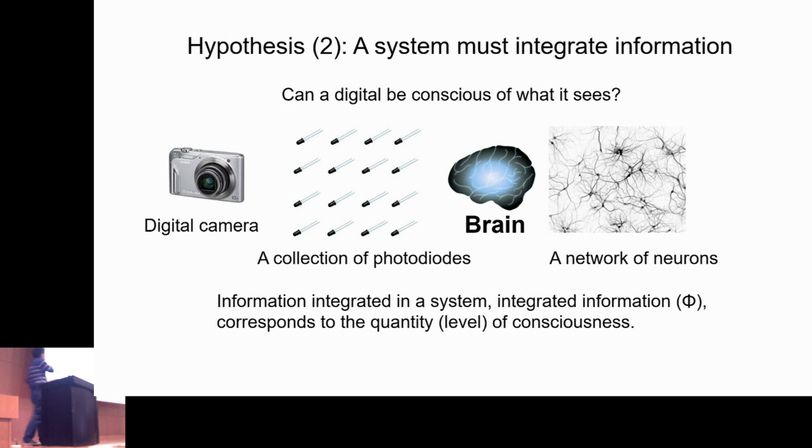But anyway, again, the essential difference here is that in the digital camera there is no integration, but in the brain there is integration. That's a huge difference, and that differentiates whether the system is conscious or not. And also the IIT's hypothesis here is that integrated information, the amount of information integrated in the system, corresponds to the quantity or level of consciousness.